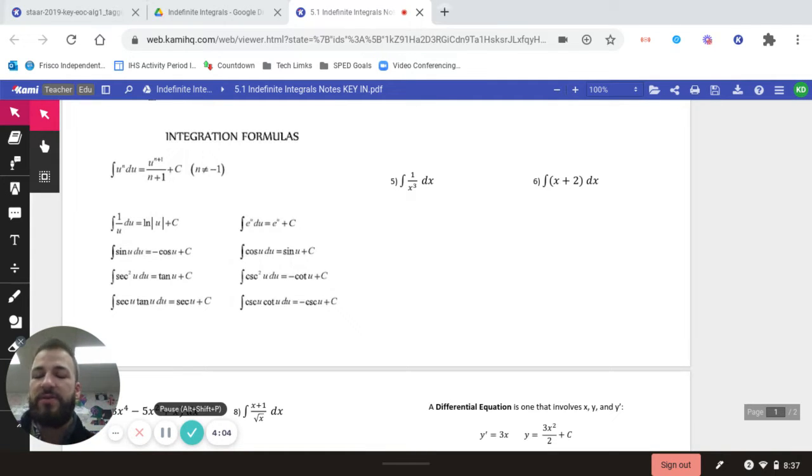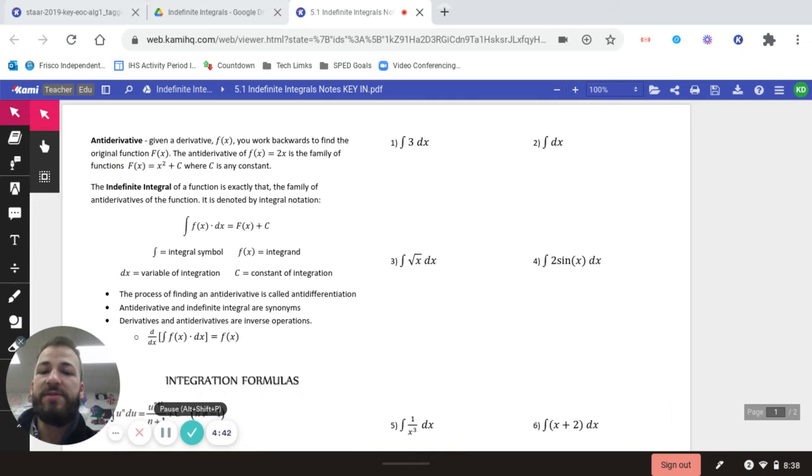And then, of course, secant squared equals tangent. Cosecant squared equals negative cotangent. Secant times tangent equals secant. And cosecant cotangent equals negative cosecant. So it's all of those rules just backwards. And then, of course, up here at the top, it's a really crazy one, but it's your power rule. The weird thing with our backwards power rule is, of course, we add 1 to the power, and then we divide by that new power. So instead of subtracting and multiplying, we add and divide when we integrate. It's the opposite, that inverse relationship.